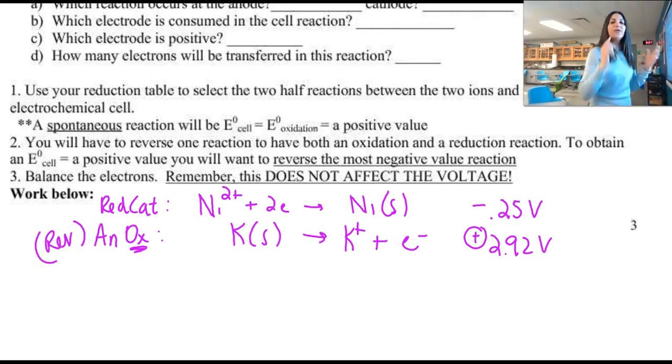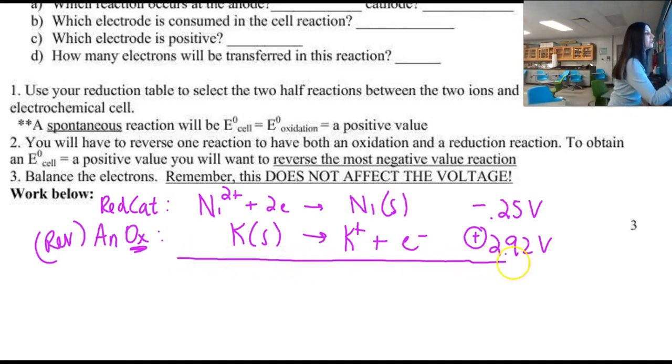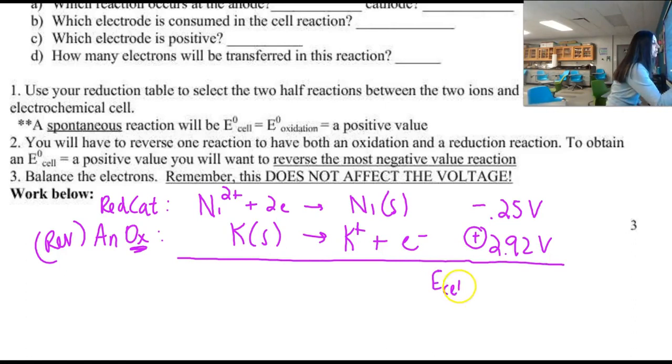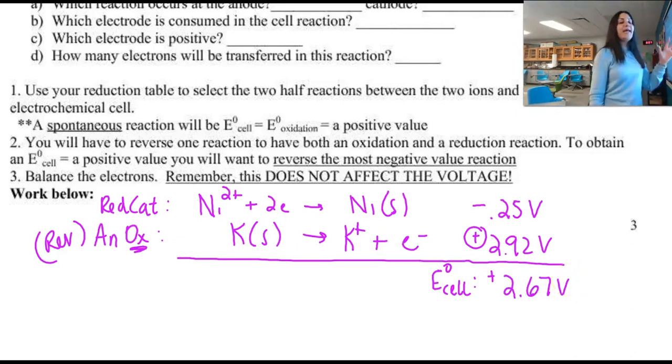All right, and one of the things they're going to end up asking us for is the overall reaction as well. So what does the overall reaction look like? Well, to get our overall voltage, our E cell, and it is E0 cell because these are under standard conditions, we simply add this up. We're going to actually get a positive 2.67 volts.